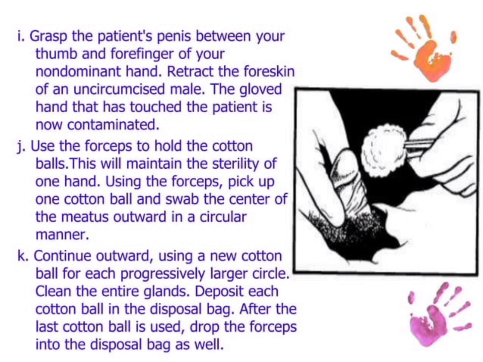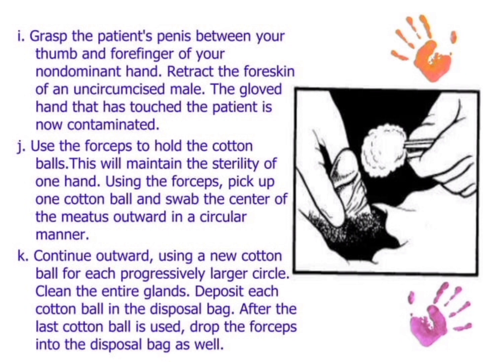Grasp the patient's penis between the thumb and forefinger of your non-dominant hand. Retract the foreskin of an uncircumcised male. The gloved hand that has touched the patient is now contaminated. Use the forceps to hold the cotton balls. This will maintain the sterility of one hand.